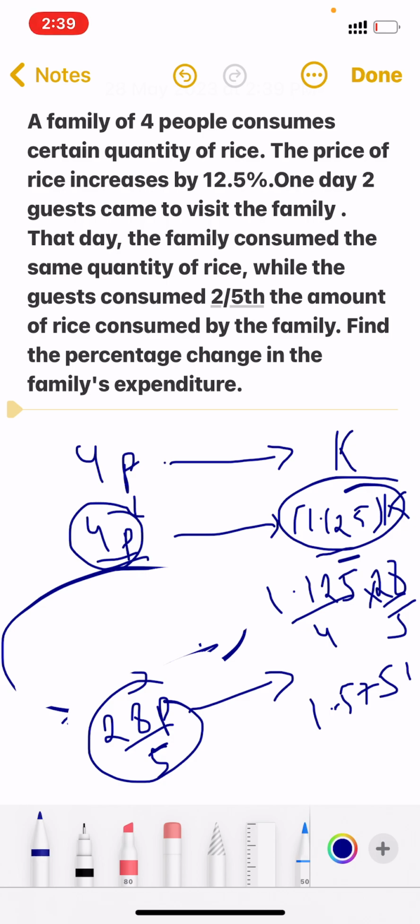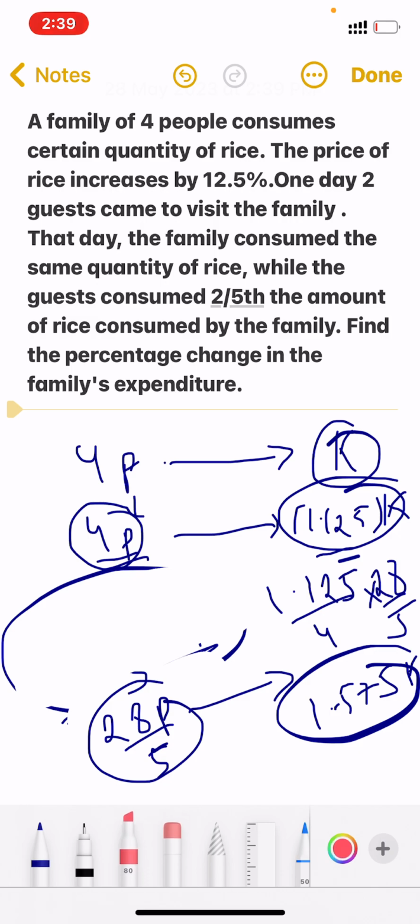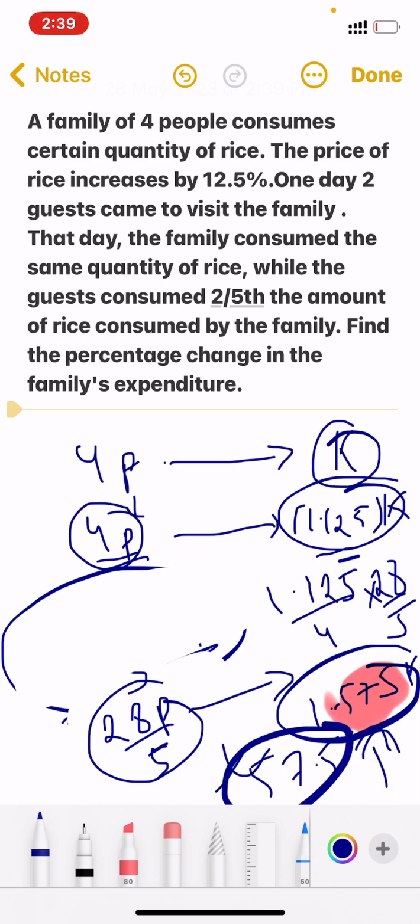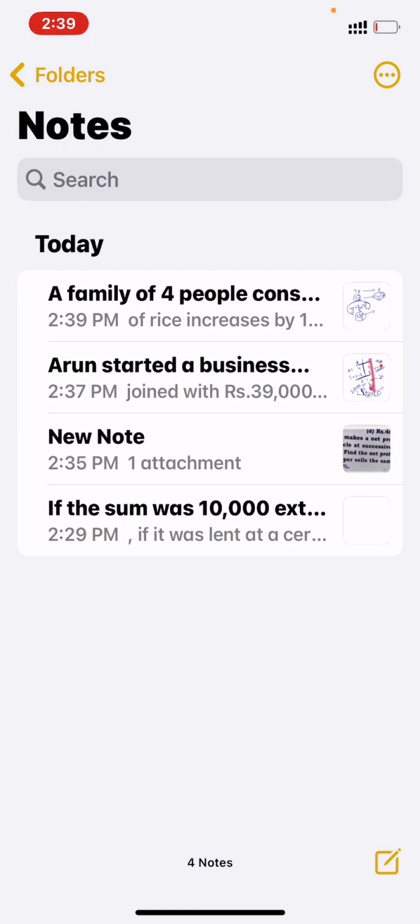Now you can easily spot what the percentage increase is. This much, 57.5. So a 57.5% increase. The increase was quite obvious. So this is the answer to this question. Now let's come to the last question.